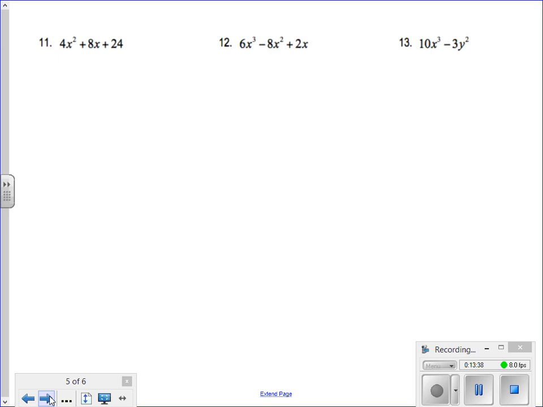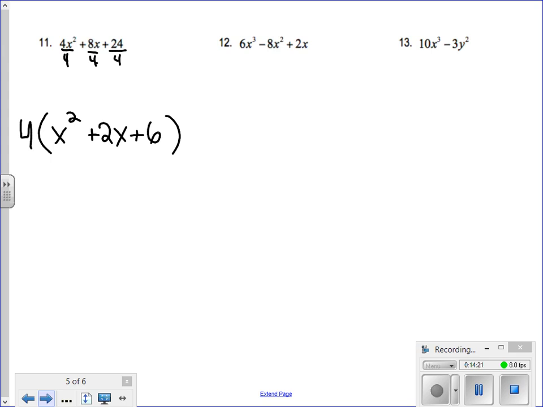All right, so when I look at this next one, I have 4x squared plus 8x plus 24. 4, 8, and 24. Those all have a 4 that goes into them. So 4 is part of my GCF. Now when I look up above, only the first 2 terms have x's. The 24 does not. So there is no x as part of your GCF. So I now divide every term by my GCF of 4. When I do that, 4x squared divided by 4 is just x squared. 8x divided by 4 is 2x. And 24 divided by 4 is 6.